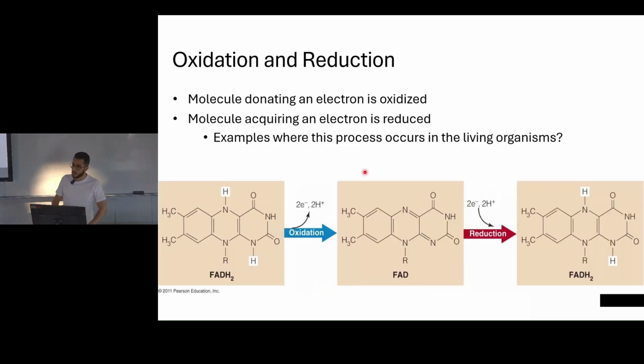This is where students might get lost. The third type of reactions that happen in your body are oxidation and reduction. If you want to remember this easily, because you've probably seen it in the past, a molecule donating an electron is oxidized. This one is a bit hard because it doesn't make sense, but a molecule acquiring an electron is reduced. You can remember it this way: it's reduced because its charge is decreasing, so it's becoming more negative. Make sense?